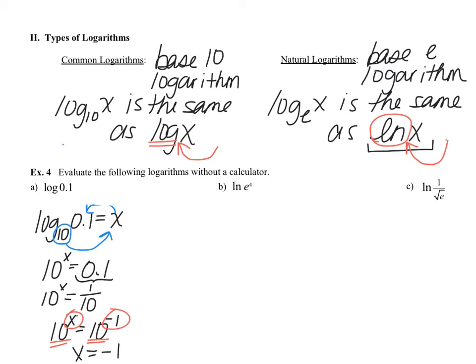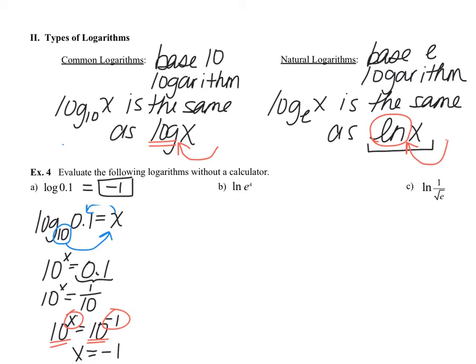So back to the beginning, log of 0.1 is actually equal to -1. Again, we don't want to leave our answer as x equals -1 because there really wasn't an x in the original problem. We were just trying to evaluate this logarithm. So we want to write our final answer as a statement: log of 0.1 is equal to -1. All right, let's look at the next one.